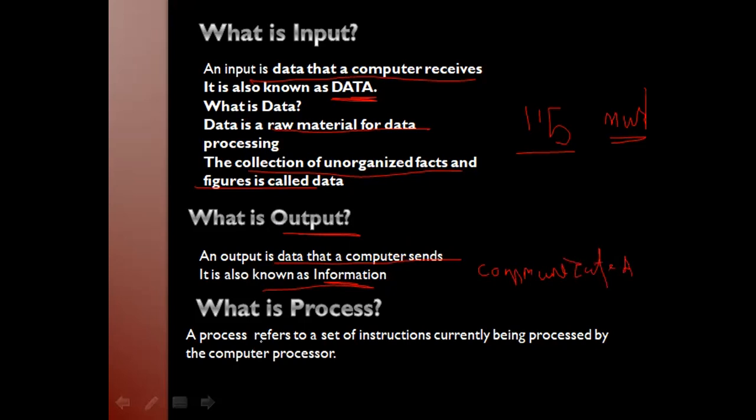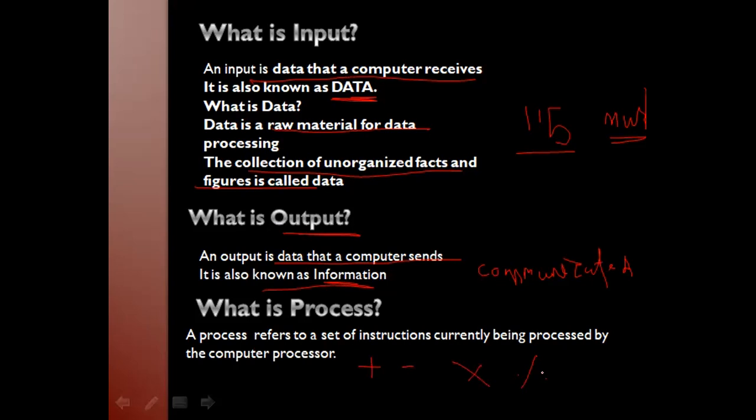Now we will discuss what is process. A process refers to a set of instructions currently being processed by the computer processor. A process can be defined as the computation done on the data to generate a result. The process is the computation done on the data to produce the output that is known as information or result. It can be arithmetic, logical, or anything that the process includes, for example, addition, subtraction, multiplication, division, anything.